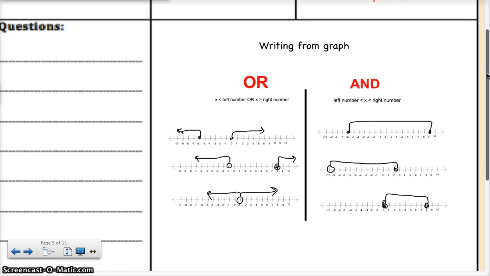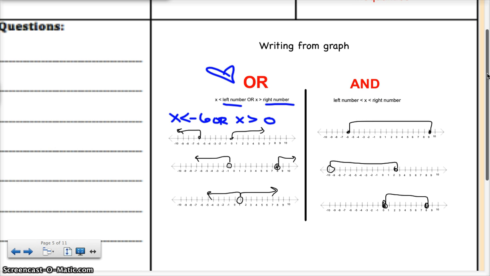today. This is the general formula for writing compound inequalities. For an OR statement, you say x is less than the left number or bigger than the right number. So when I'm looking at it, I'm saying, okay, what's my left number? My left number is -6. So I say x is less than -6, or x is bigger than my right number.